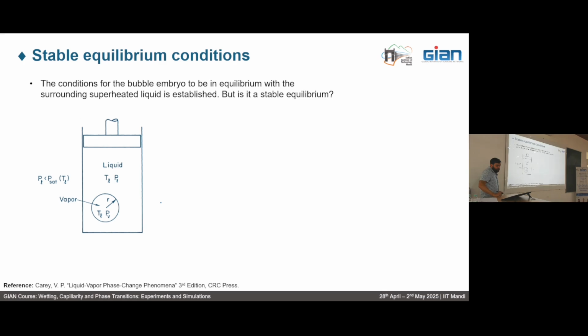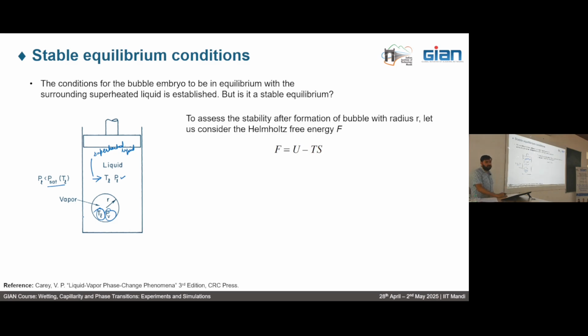So for that also, what we do is we take the system where we have a liquid at temperature TL, and this TL is a temperature of superheated liquid, and we have pressure PL. Of course, this pressure is less than the P saturation at temperature TL, and then we have an embryo of vapor which is having pressure PV and temperature TL here. Now, to see if this is stable, we take the Helmholtz free energy here.